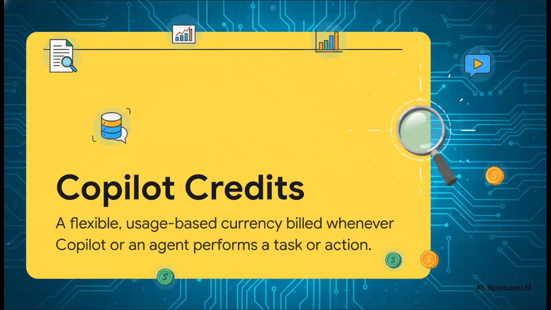Since I just mentioned credits, let's quickly define what that actually means under the hood. So procurement is totally clear. Copilot credits are basically a flexible, usage-based currency. Whenever your agent does something, whether that's summarizing a document, hitting a database, or generating a response for a customer, it consumes a certain number of credits based on how heavy the task was. So that $200 pack, that gives you 25,000 of those credits to burn through every single month.